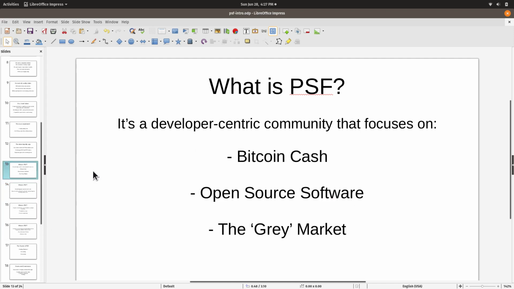So it's a developer-centric community that focuses on Bitcoin Cash, open source software, and the gray market. So the gray market, here's a couple good examples to explain the gray market. Marijuana is legal recreationally in the states of Washington, Oregon, California, Alaska, and Colorado. I reside in the state of Washington, and all the states have the same problem.